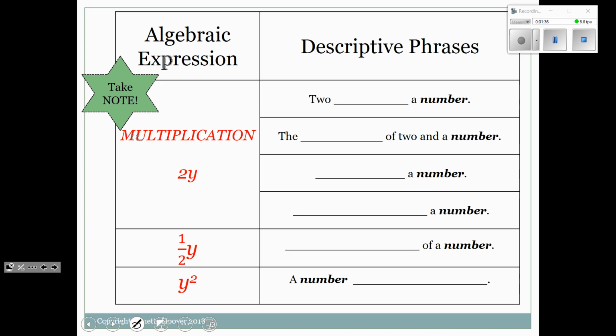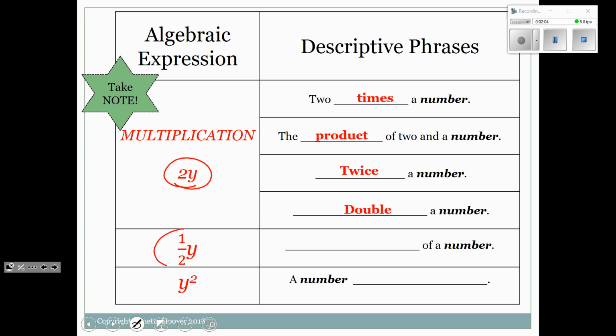The next one we have here is a multiplication expression. There are 4 different ways we could read this. 2 times a number, the product of 2 and a number, and specifically because we're multiplying times 2, this could read double a number or twice a number. All of these words are words associated with multiplication.